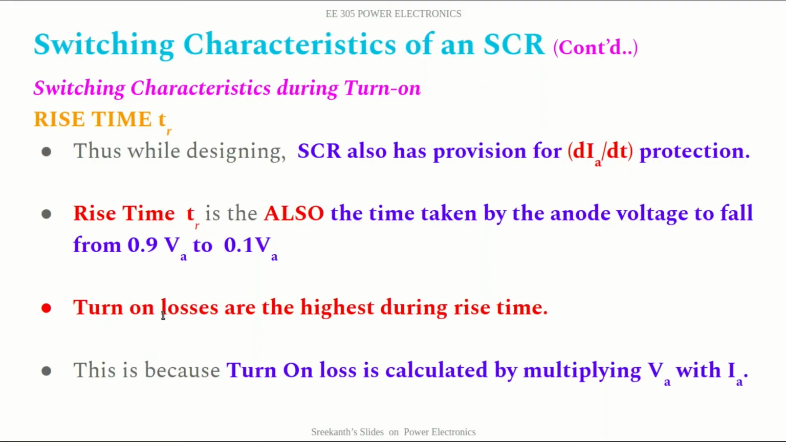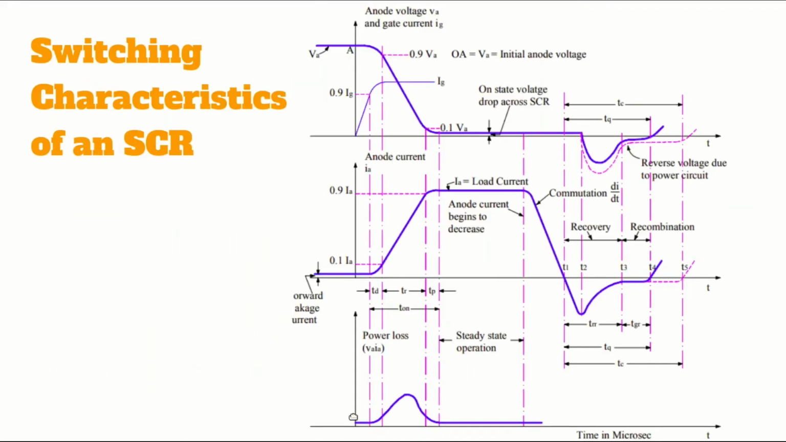The turn-on losses are the highest during rise time. Now what do you mean by that? If you look at the loss, this is loss. It's basically the multiplication of VA with IA. So you can see that the losses are the maximum during rise time.